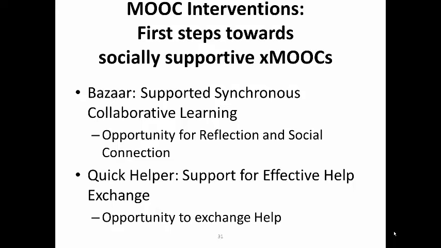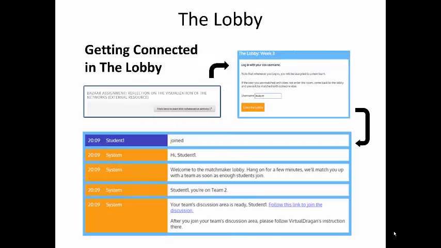And based on the idea that students are not necessarily articulating all of their confusion, and also that confusion has a negative effect, we've introduced a quick helper in order to try to increase the success with which students get help when they do reach out for it. So let me talk first about our collaborative reflection intervention.